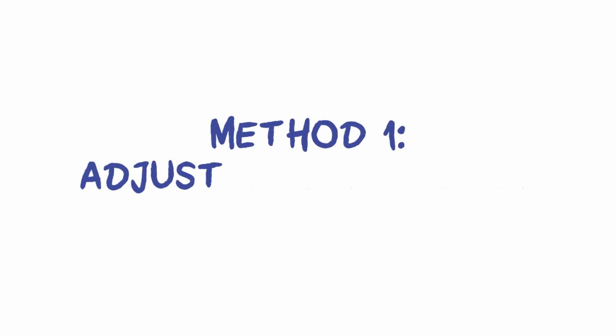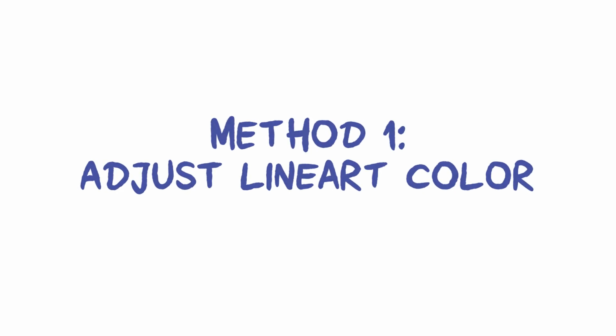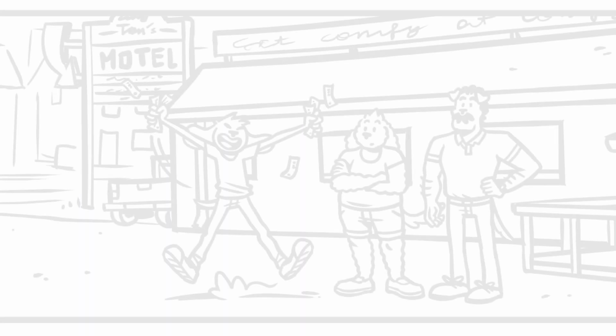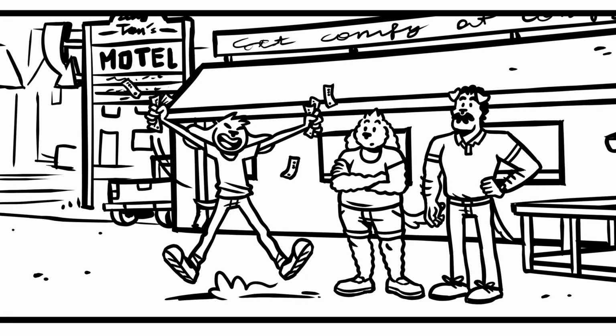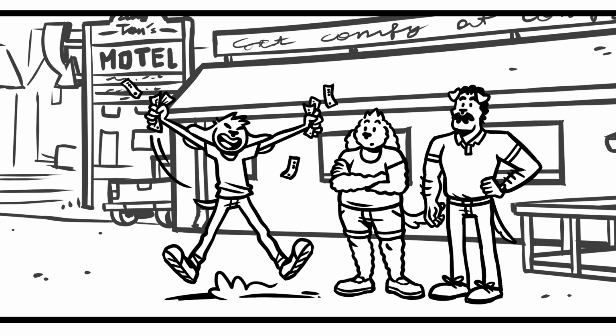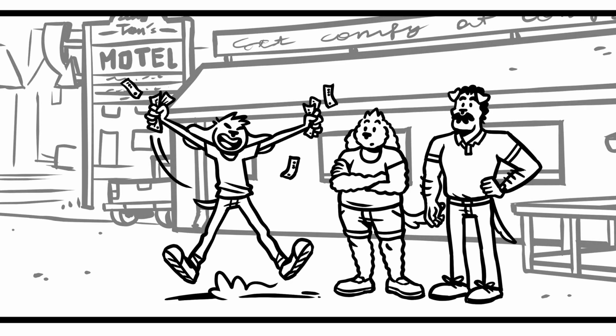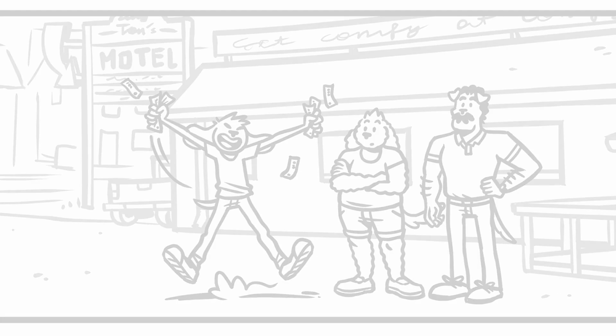Method 1. Adjust line art color. One of the easiest ways to set apart any kind of visual element and create contrast is brightness. The same holds true for line art. If you use a lighter color for background elements and a darker color for foreground elements, we visually separate the two and bring the focus to the foreground.